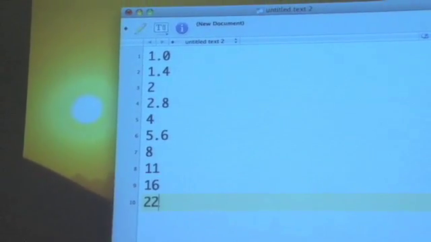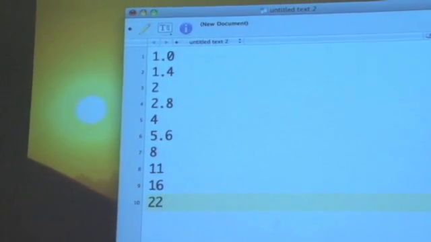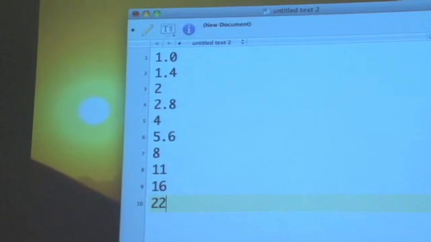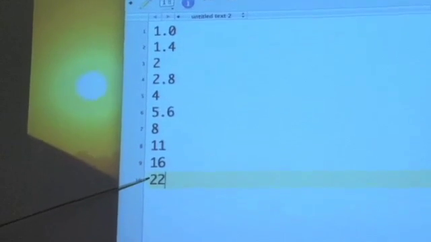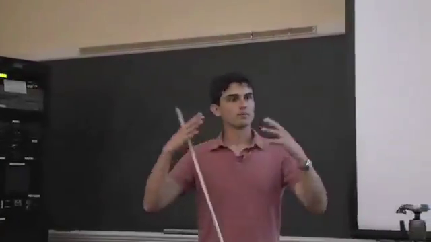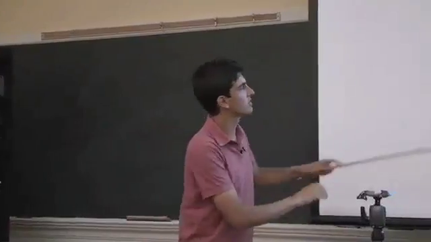So each of these numbers represents a one-stop difference in the F numbers. That means that if I've gone from an F number of 22 to an F number of 16, then I've actually doubled this ratio, or I've doubled the area, so I'm letting in twice as many photons. So this is a change of one stop between each of these numbers.